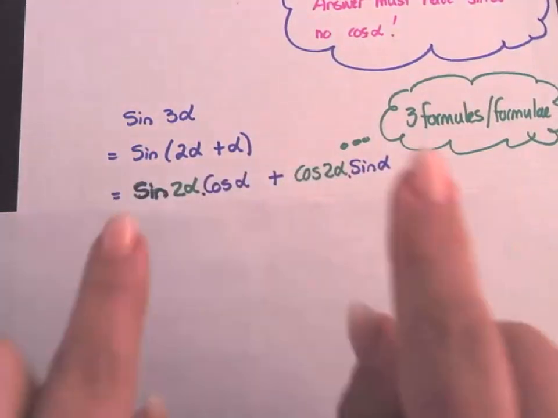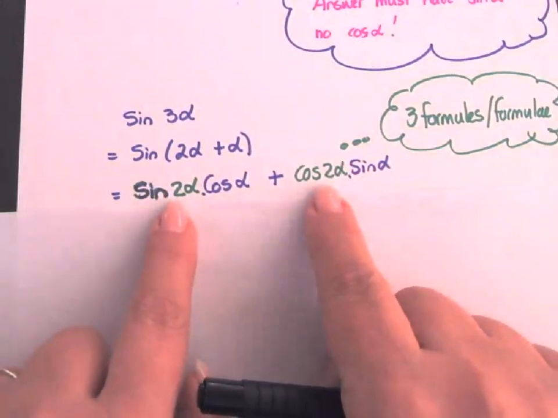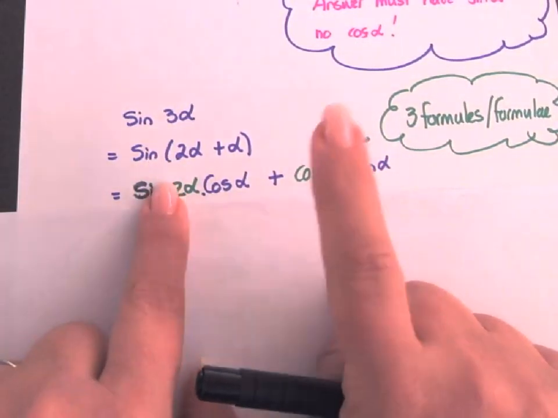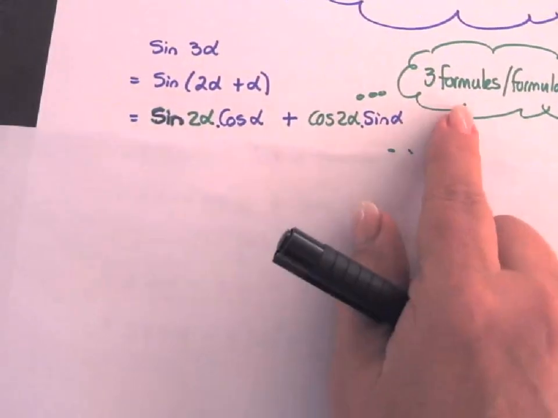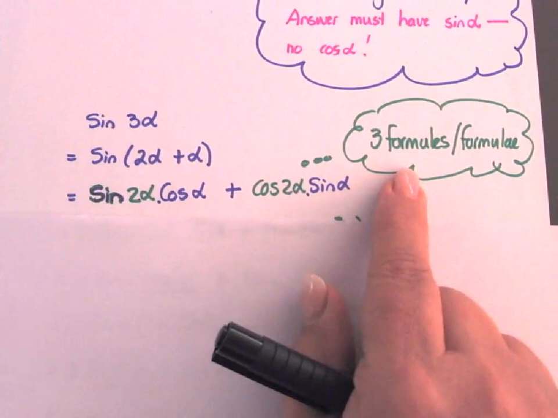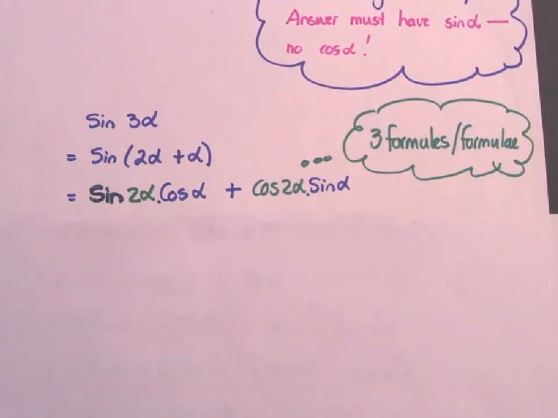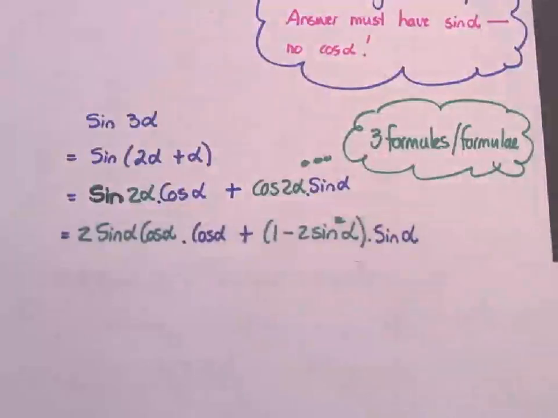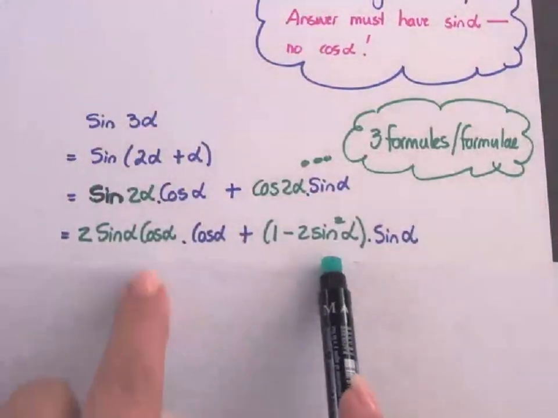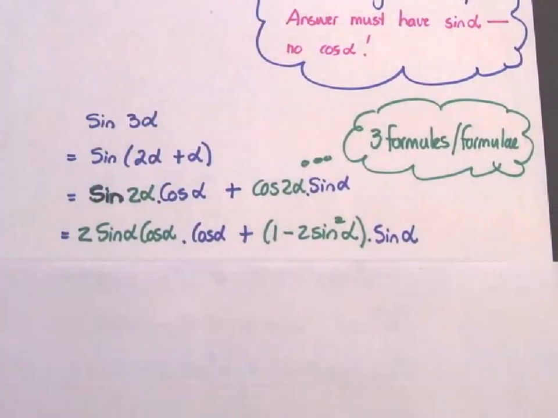And now I see that I have 2 double angles. So expand this one and that one. But the cos double angle has 3 formulas. Which one will I use? 1 minus 2 sine squared. Why? My answer must be in terms of sine. Right, good. Here I have a cos squared. Oops.